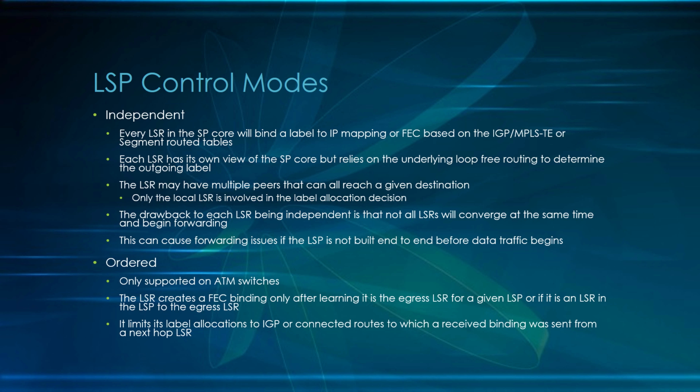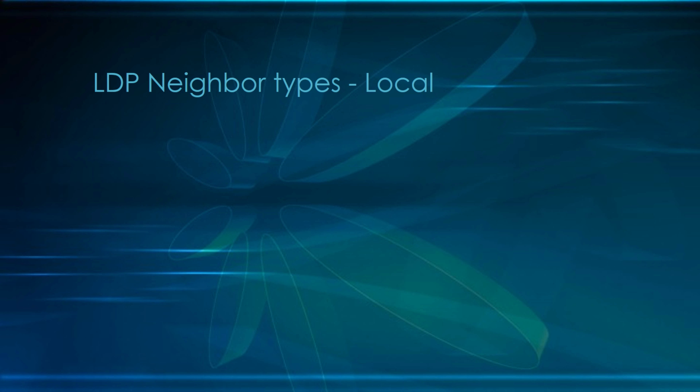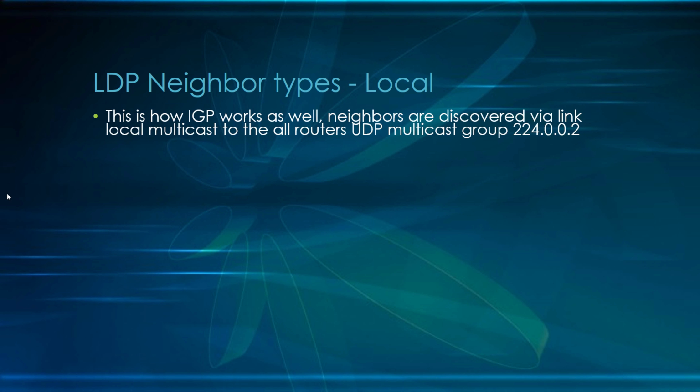Then you have ordered, so only supported on ATM switches. So you can pause the video and read that last two lines. There are a couple different types of neighbors. You have the local one, which is what we set up by default. And this is how IGP works as well.